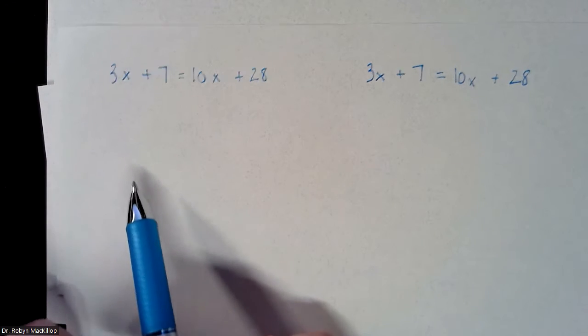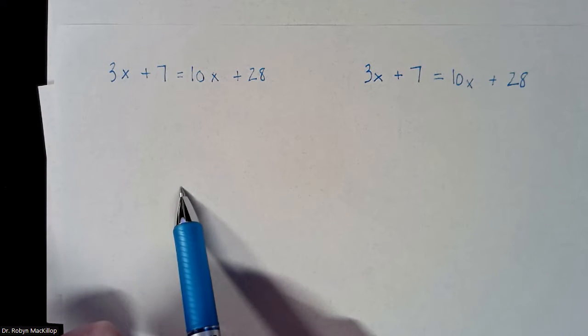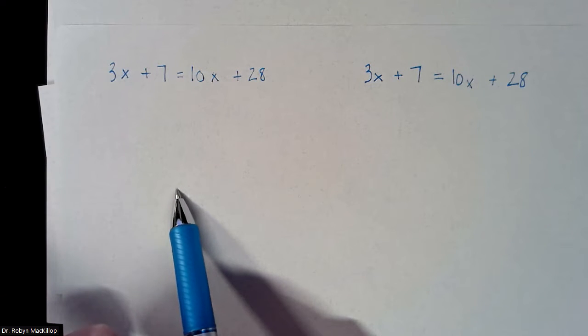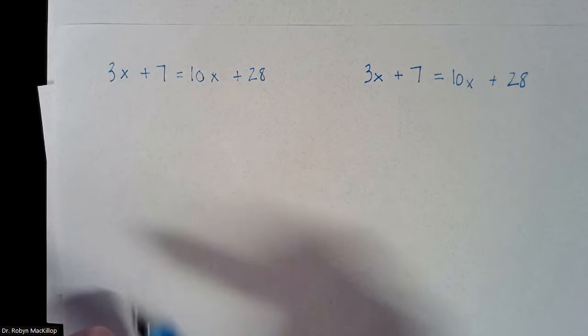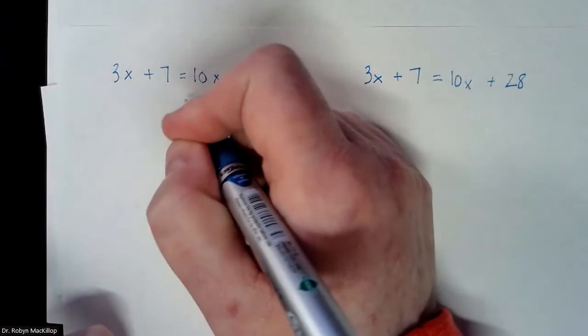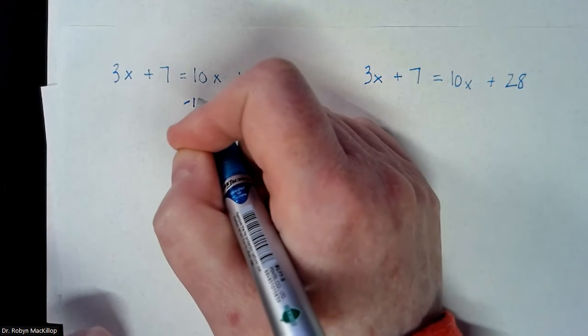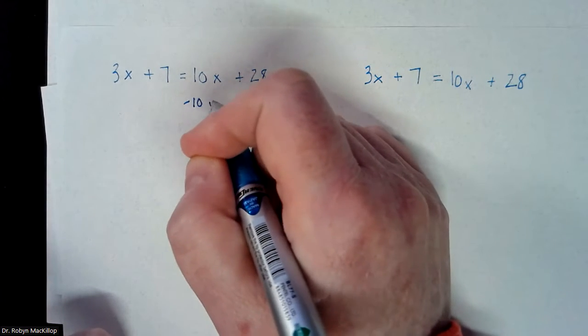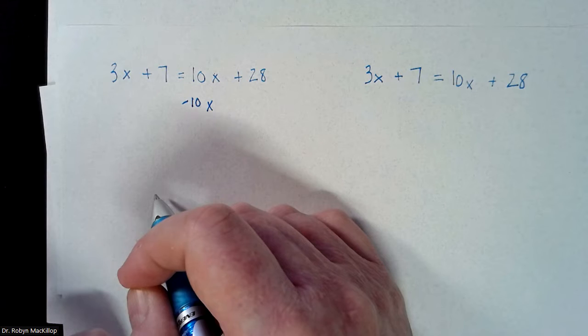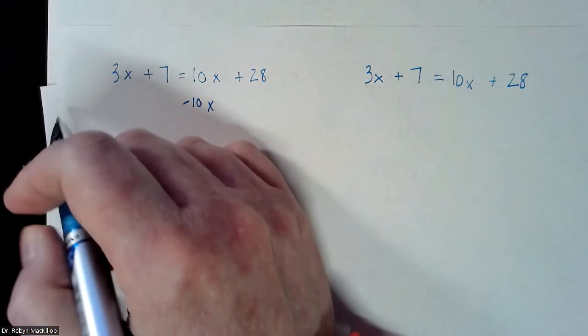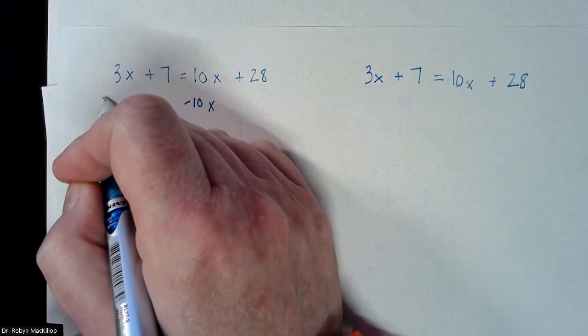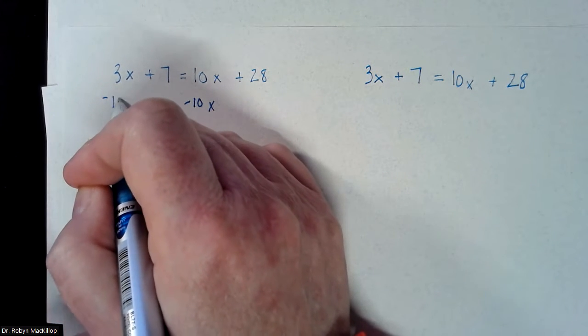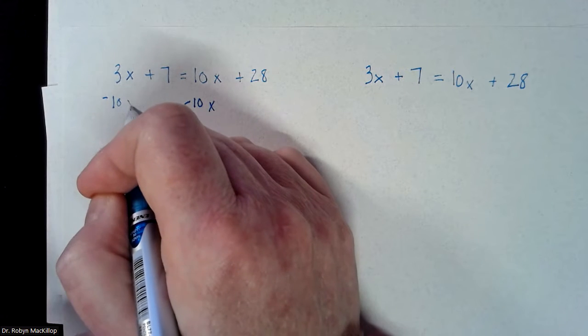So we need to start getting rid of stuff. What do we want to get rid of? It doesn't matter, but you have to get rid of something. So I'm going to get rid of the 10x. It's big. I might regret it, but it's got to go. So I'm going to do the exact same thing over here under 3x minus 10x.